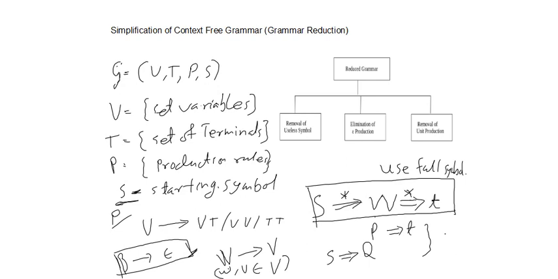I'll repeat one more time what we explained. We have a context-free grammar, which is formally represented as G equals (V, T, P, S), where V is the set of variables, T is the set of terminal symbols, P is the set of production rules, and S is the starting symbol of the grammar. Then to simplify or reduce any grammar, we should remove useless symbols, null production, and unit production from the grammar.